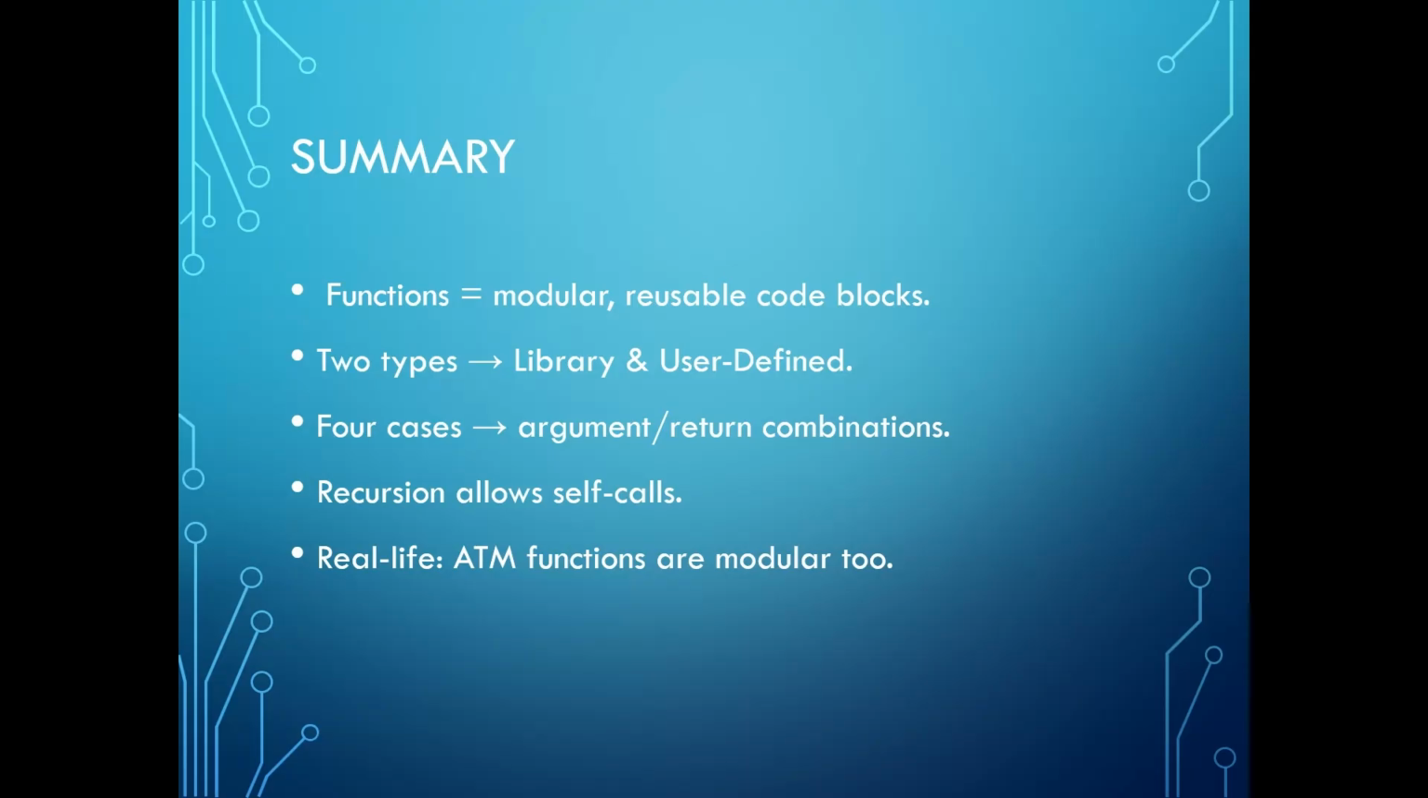So, summary. Functions make code modular and reusable. Libraries give us predefined functions. User-defined functions let us solve custom problems. There are four types of functions: with or without arguments, and with or without return values. We have also studied a real-time analogy that shows why modular design is powerful. A question for everyone: which type of function would you use to calculate the area of a circle, with arguments with return, or no arguments and no return?